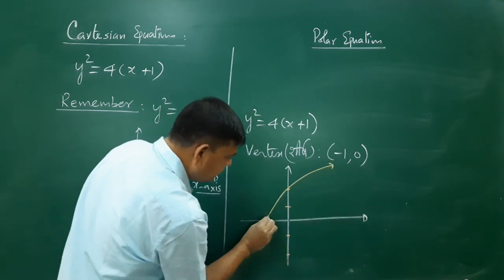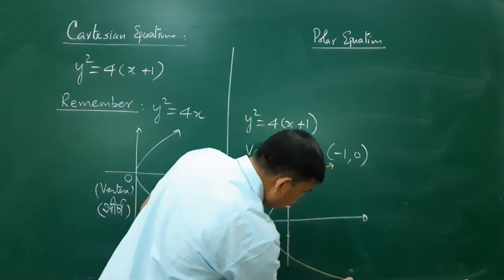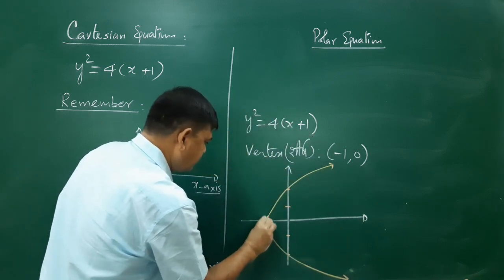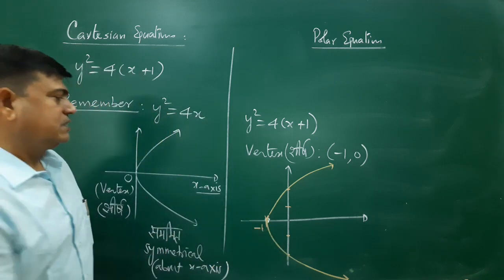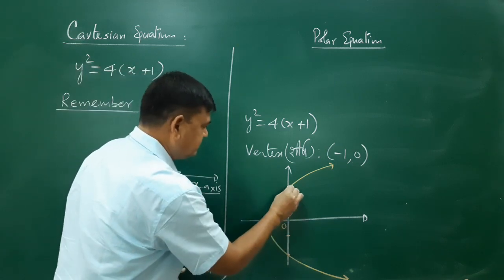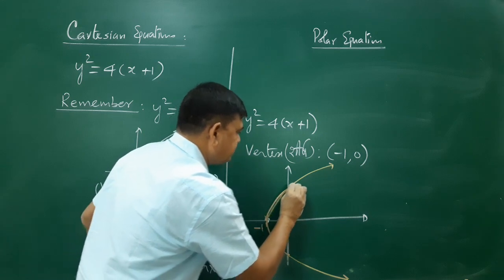So it is like this. The parabola. Here it is. This point is (-1, 0). It is symmetrical about the horizontal axis.